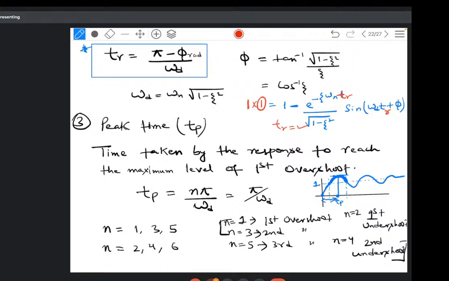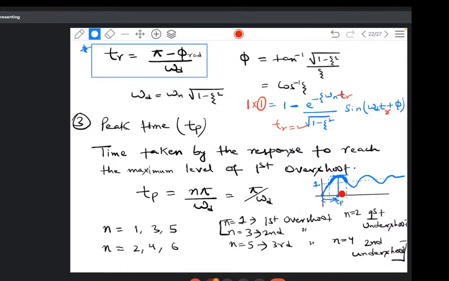So it is the time taken by the response of the system to reach the maximum level of the first overshoot. This is my first overshoot. This is my first undershoot. This is my second overshoot. This is my second undershoot. So the first overshoot maximum level is this. So what is the time taken by the response to reach the first overshoot? The response is reaching the peak of the first overshoot at this particular place. So the time taken is TP. So this is my TP.